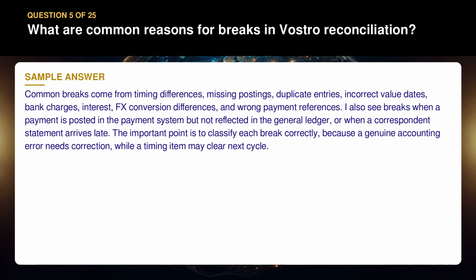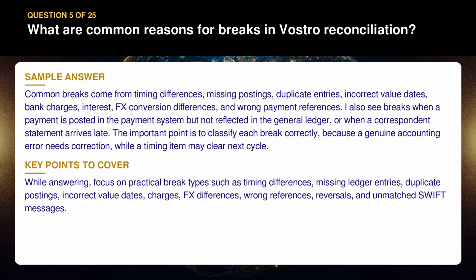the general ledger, or when a correspondent statement arrives late. The important point is to classify each break correctly, because a genuine accounting error needs correction, while a timing item may clear next cycle. While answering, focus on practical break types such as timing differences, missing ledger entries, duplicate postings, incorrect value dates, charges, FX differences, wrong references, reversals, and unmatched SWIFT messages.